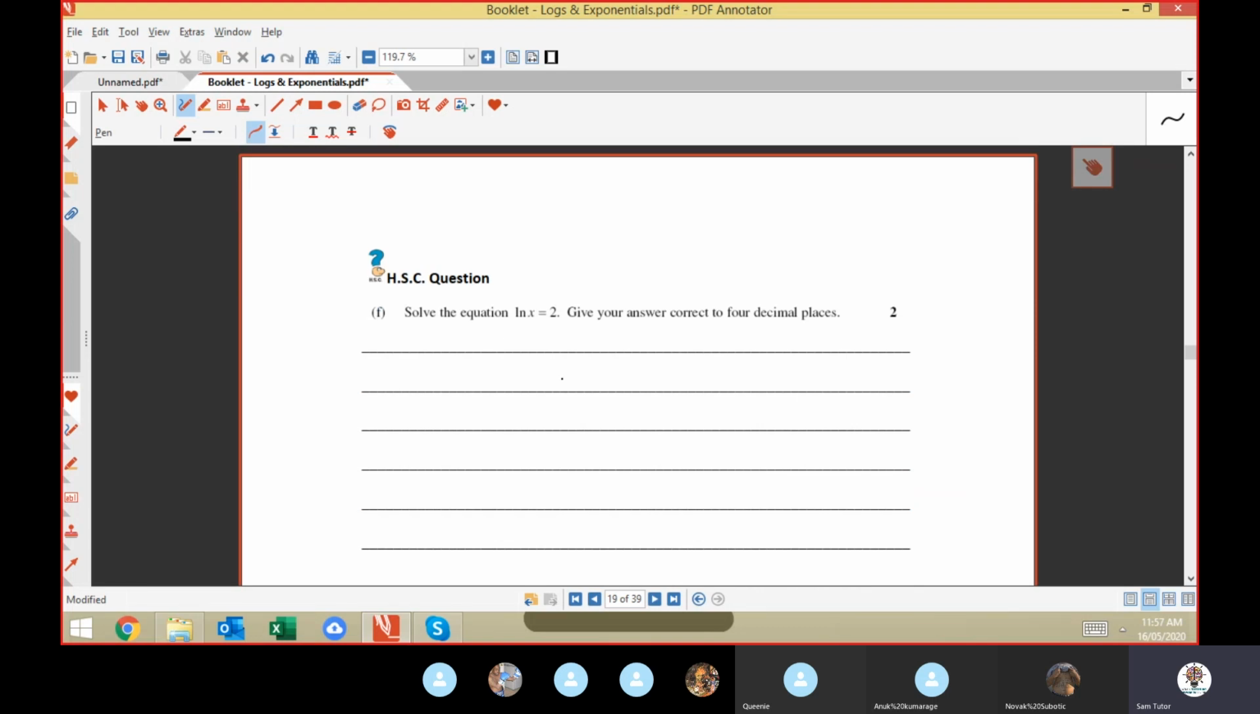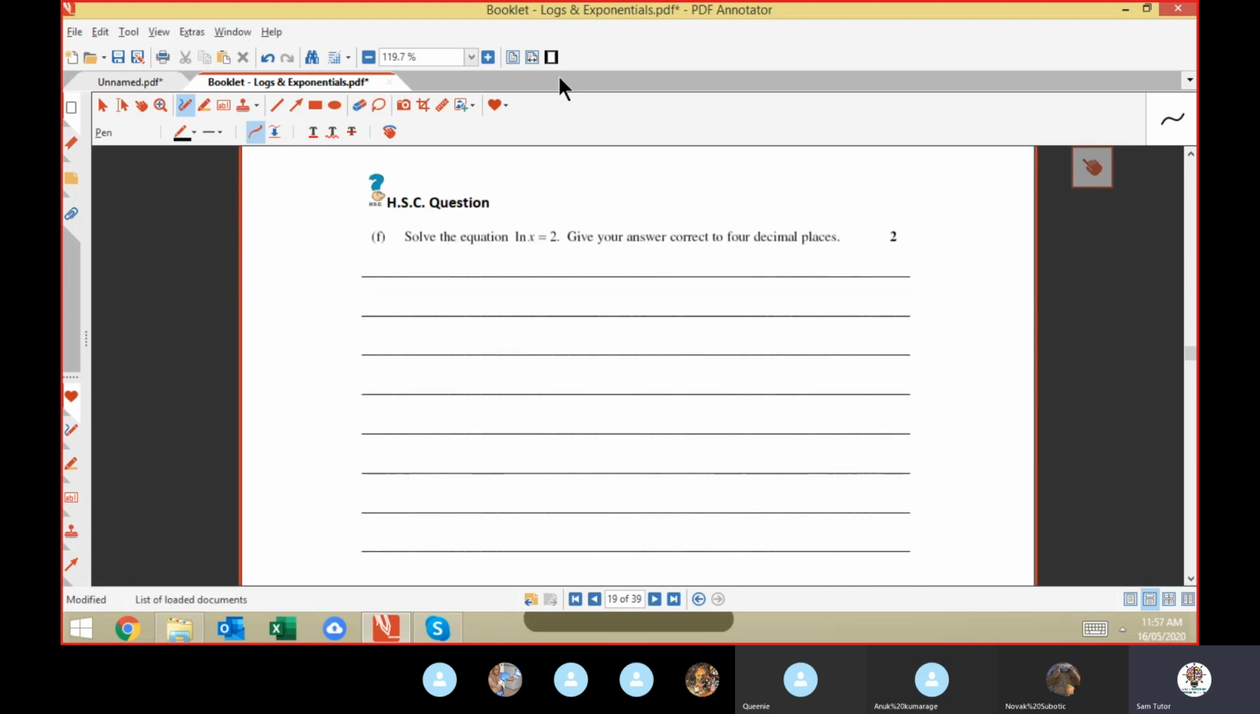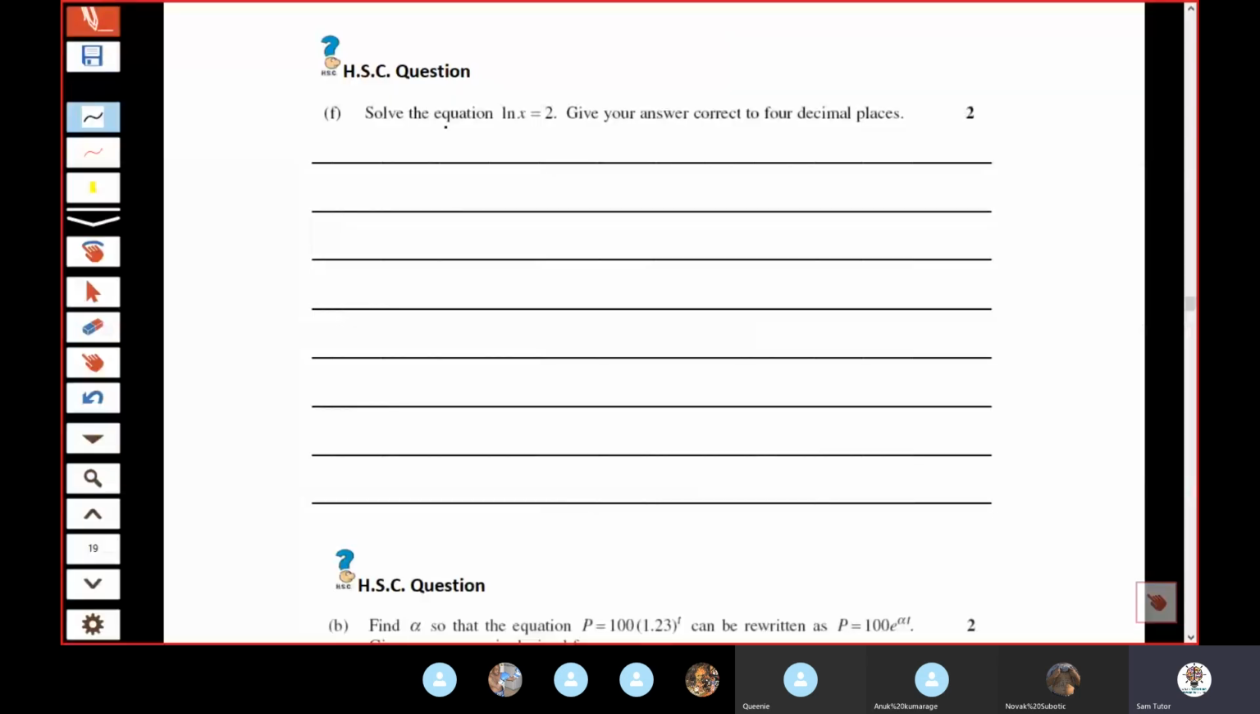And another one. Solve, 2 marks. Oh, these ones are good. Solve the equation ln x equals 2. Well, what do you do to both sides? How do I get rid of the log? You exponential both sides. So x equals just e to the power of 2. And so write it as 4 decimal places. Plug that into your calculator. E power of 2, 7.3891.